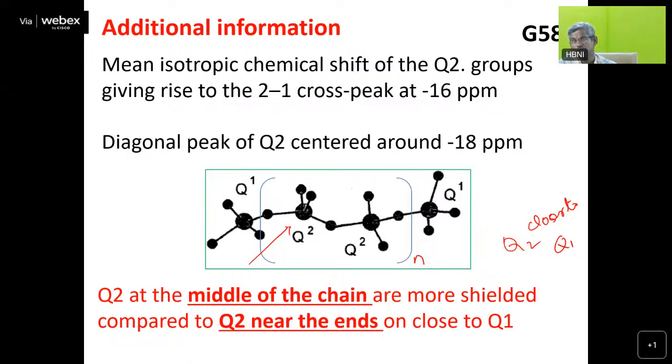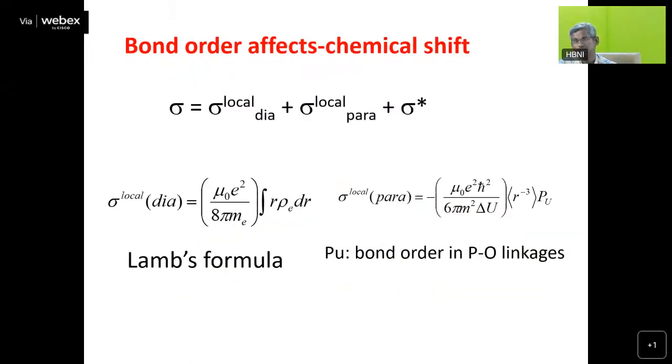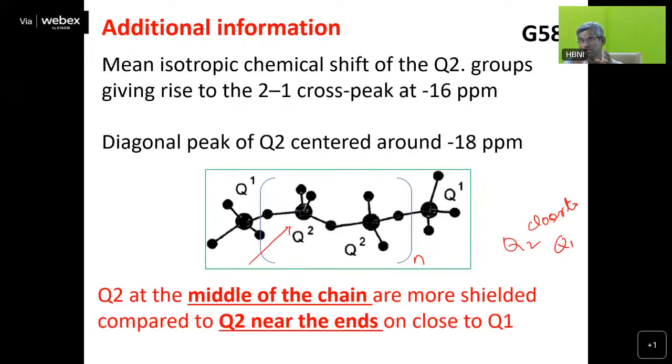But when a Q2 structural unit comes close to the end groups, or near the end of the chain, then we will have more delocalization. So the bond order slightly increases, and that is the reason the negative value of sigma increases. The moment the negative value of sigma increases, the total shielding decreases, and we see a slight increase in the chemical shift values. This has been confirmed by various experiments, and also by theoretical calculations. So the Q2 species shifting from the bulk of the chain toward the end is all because of the change in the electron density of the PO bonds.